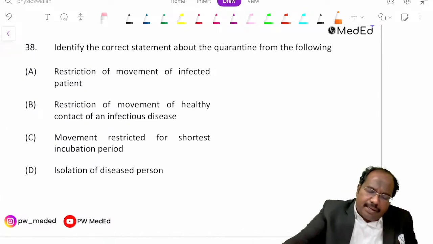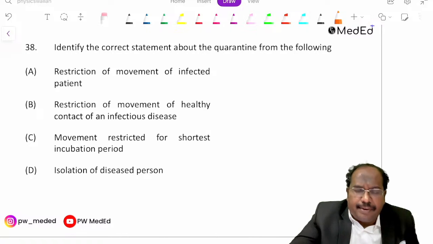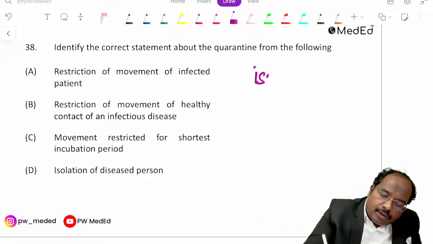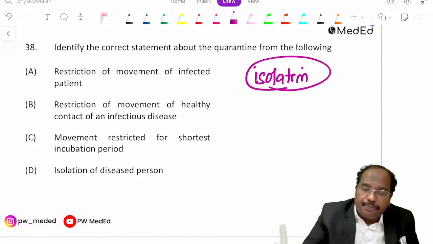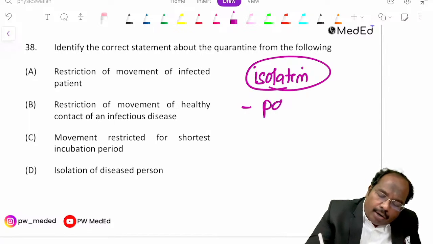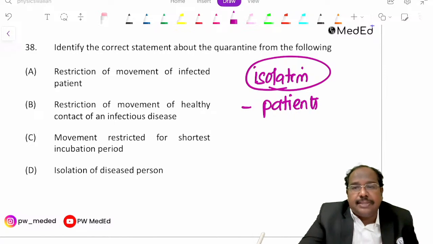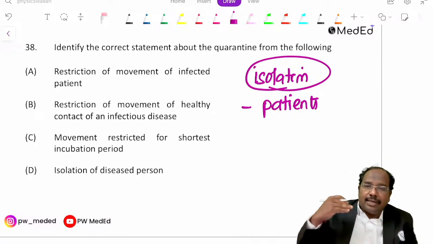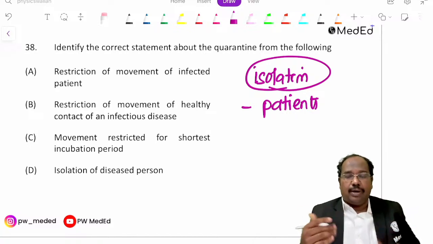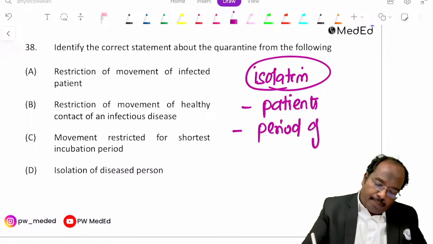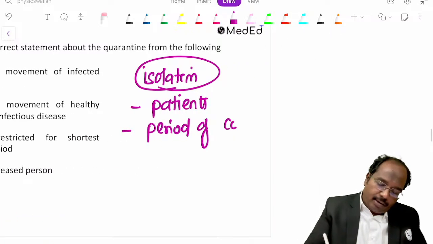Identify the correct statement about quarantine from the following. What is quarantine? What is isolation? Two points we have to focus on. Isolation we do on patients. What is the purpose of isolation? So that they will not transmit disease to others. So this is during the period of communicability.